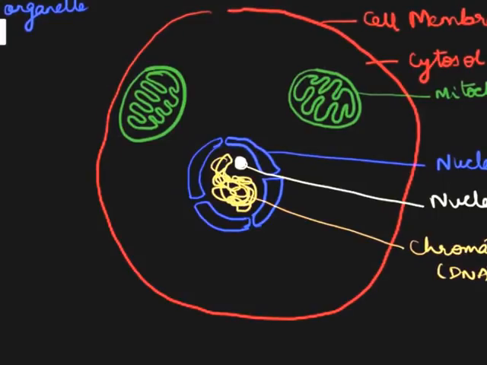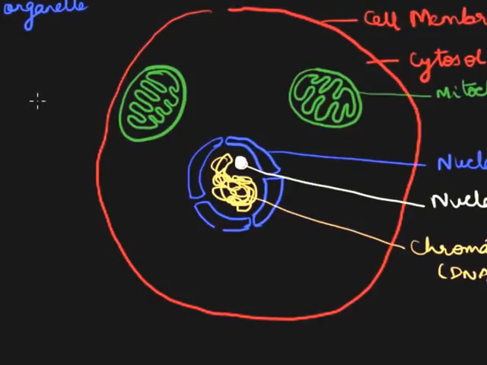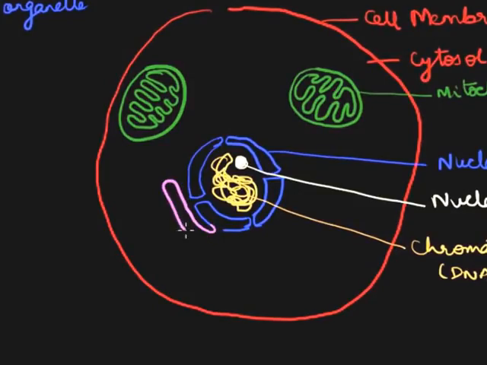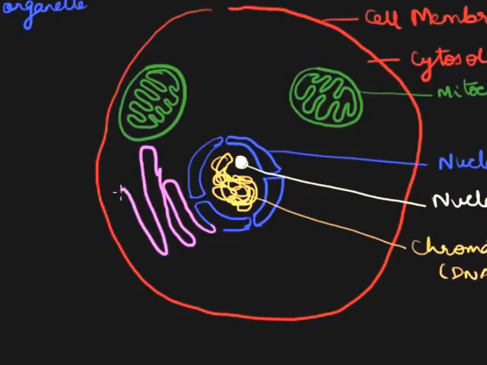Okay, now next we will draw the endoplasmic reticulum. So the endoplasmic reticulum is found in continuation with the membrane of the nucleus. So we have just rubbed out some portion there so that we can draw the endoplasmic reticulum starting from one end of the nuclear membrane. So just draw this set of membranes that look like this.